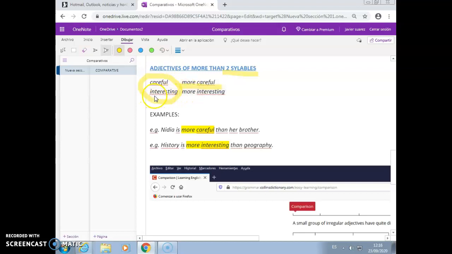Or interesting, which has three syllables. It's impossible to use -er, so we must say more interesting. And here we have the two sentences as examples. Nydia is more careful than her brother. History is more interesting than geography. Using than to introduce the second element of the comparison. As they are long, we use more.